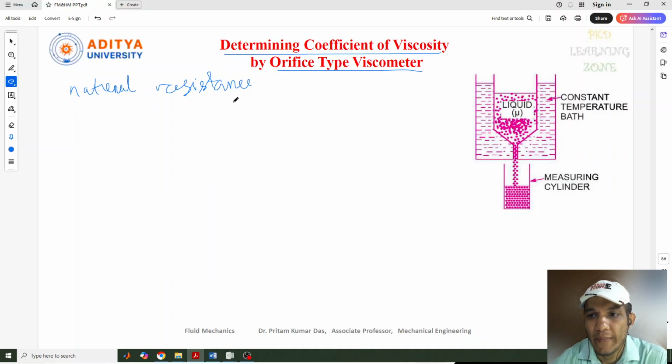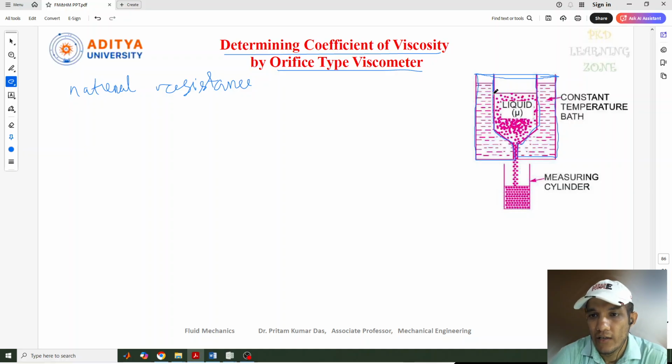Now in this method, here we have taken an experimental setup. This is the setup of this experiment, and if you see, this is the outer part, which is known as a constant temperature bath. This constant temperature bath is taken to maintain the temperature of the liquid whose viscosity needs to be measured.